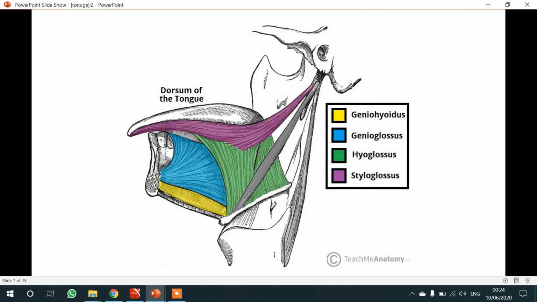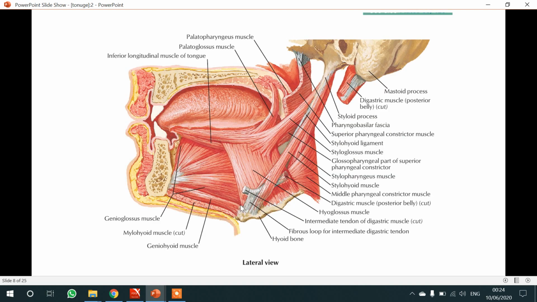Now the second muscle is hyoglossus. Again, this muscle has two parts in its name. One is hyo, the other is glossus. So hyo, here you can see the hyoid bone. Now this is the hyoid bone body and greater cornu. This is the lateral aspect you're looking at.